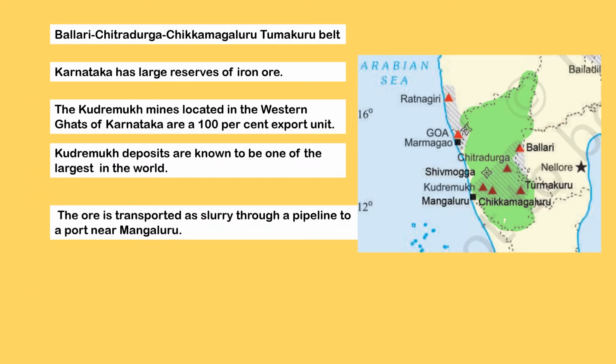Now comes the Bellary-Chitradurga-Chikkamagaluru-Tumakuru belt. Karnataka has large reserves of iron ore. The green color is Karnataka. Kudremukh mines located in the Western Ghats of Karnataka are a 100% export unit. Kudremukh deposits are known to be one of the largest in the world. So you have to know Kudremukh and how to mark or locate it on the map. The ore is transported as slurry, a watery paste, through a pipeline to a port near Mangaluru.